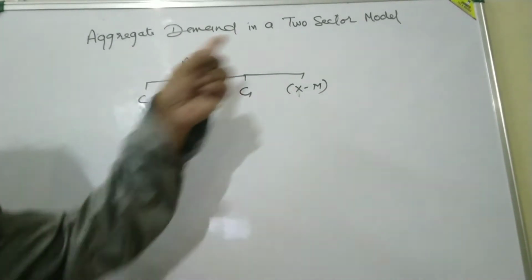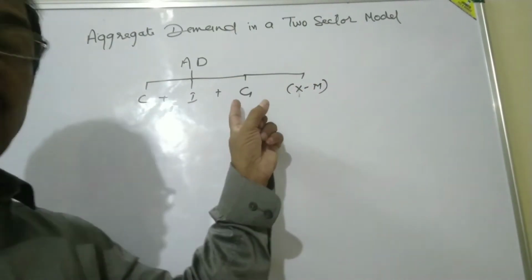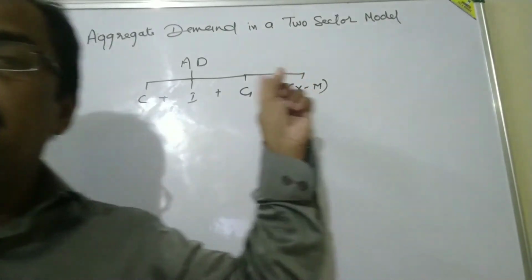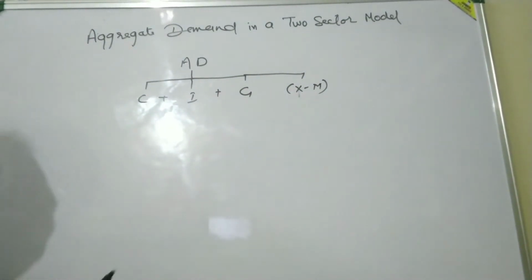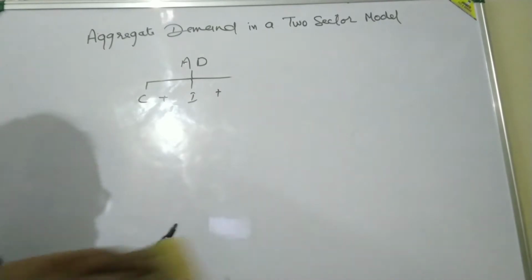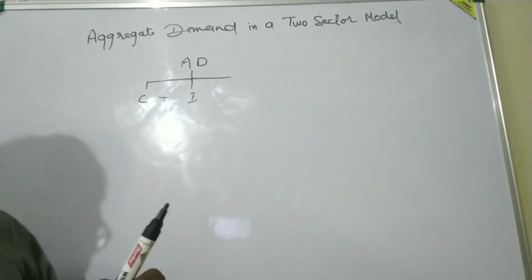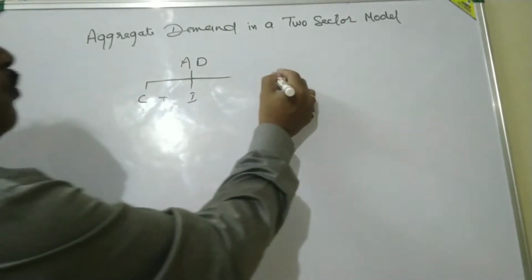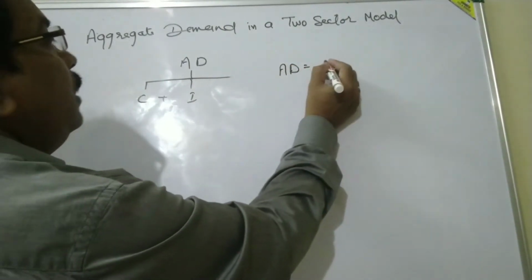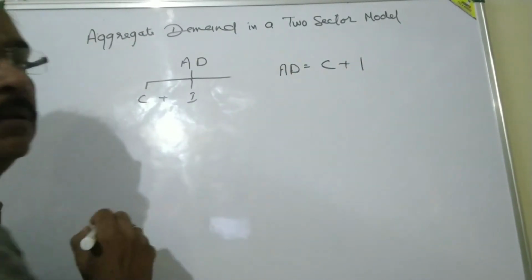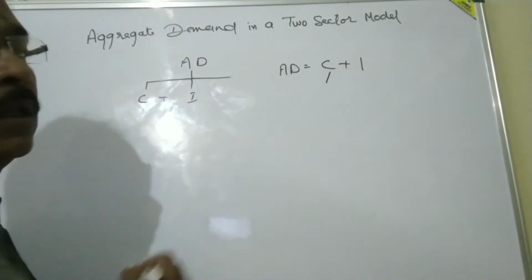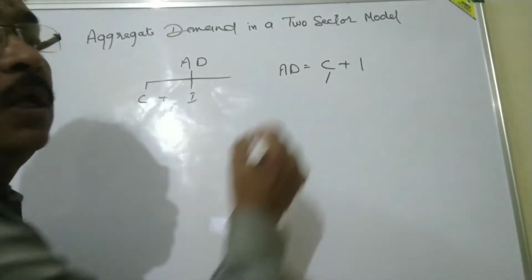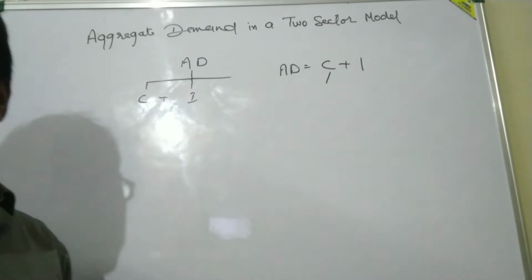But when we come to two-sector model, we are not going to study about government. We are not going to study about foreign sector. So what is remaining? These two will not be there. So your aggregate demand will remain C plus I. So in two-sector model, AD is equal to C plus I. C is the consumption of households, that is consumption expenditure. I is your investment expenditure, that is done by the firms.